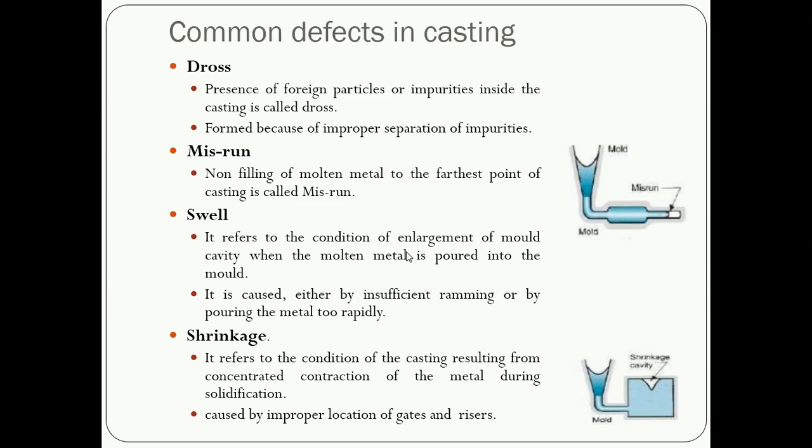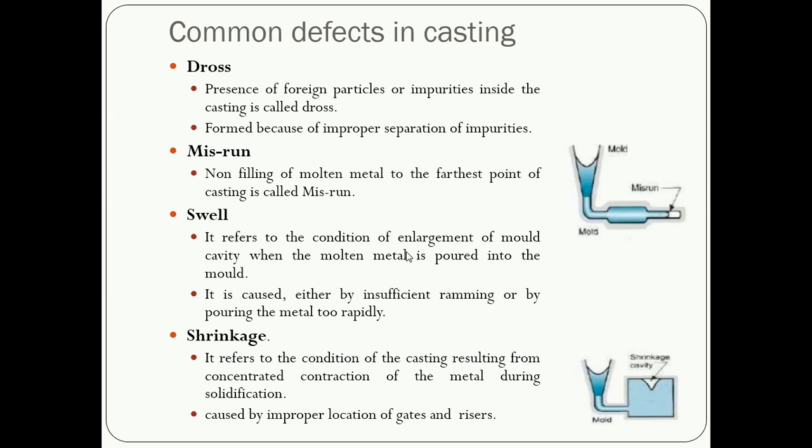Second is misrun. Non-filling of molten metal to the farthest point of the casting is called misrun. Suppose casting has a very long length, and that metal is not reaching the farthest point, means the pouring basin is at one corner at one point, and that casting has a length of 1 meter, then that metal will not reach that farthest point, and at an intermediate point that metal is going to solidify. That defect is called a misrun.